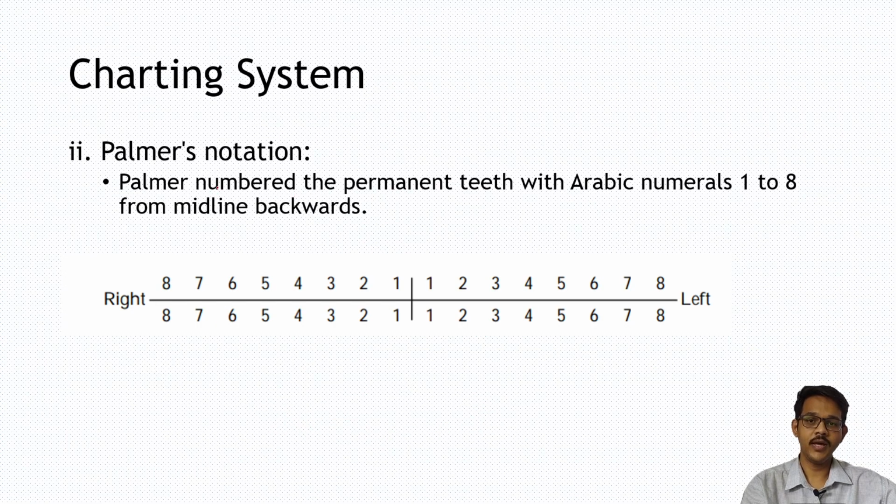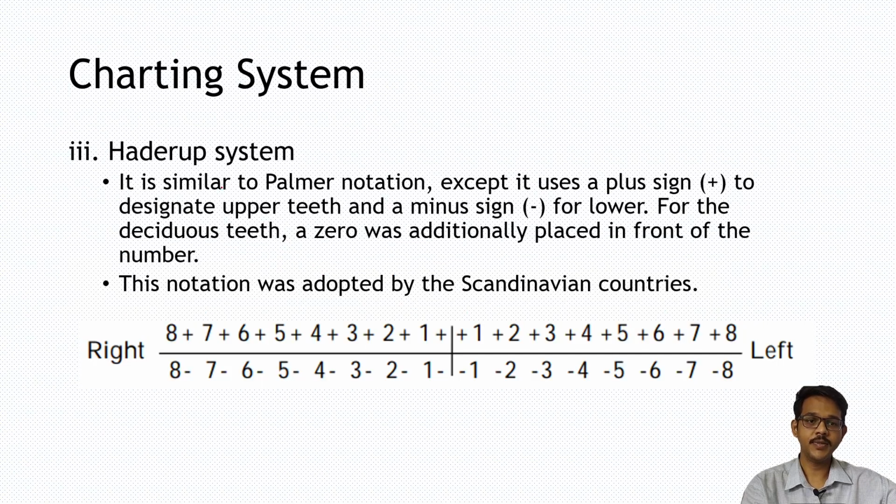Similarly, another charting system is the Palmer notation, where in each quadrant the teeth are numbered 1 to 8. This usually creates some confusion because you don't know whether it is right or left. The Haderup system uses the same numbering as Palmer notation, but with a plus sign for upper teeth and a minus sign for lower teeth. Temporary teeth are marked with a 0, additionally added in the Haderup system.